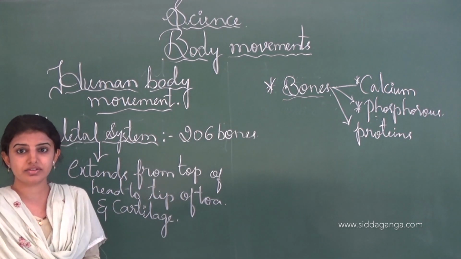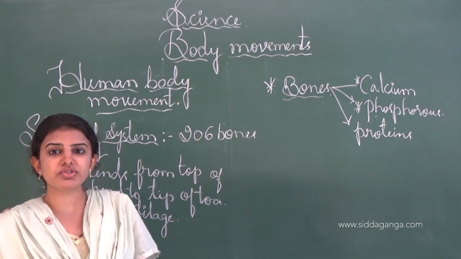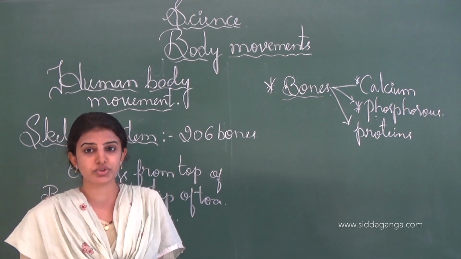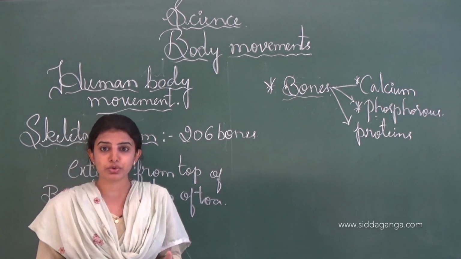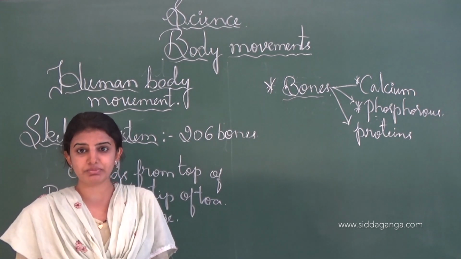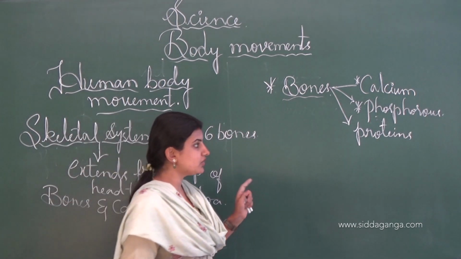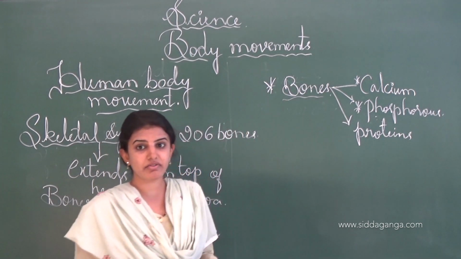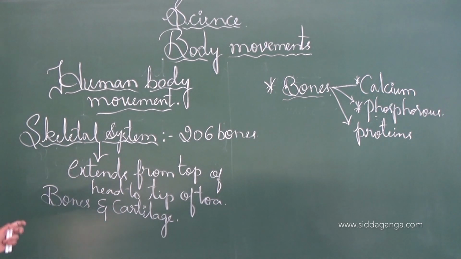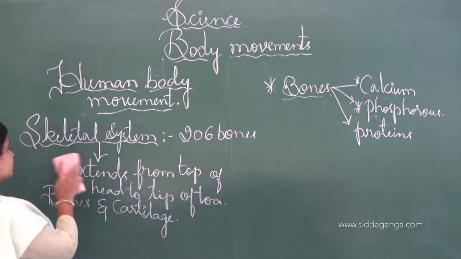The skeletal system consists of bones as well as cartilage. Bones are thick and strong tissue, whereas cartilage is soft tissue, and usually bones are made up of phosphorus, calcium, and some proteins, and that's why we have to take calcium rich food, phosphorus rich food, and also protein rich food to strengthen our bones. This is all about the skeletal system. Now the skeletal system is divided into two parts: the exoskeleton and the endoskeleton.